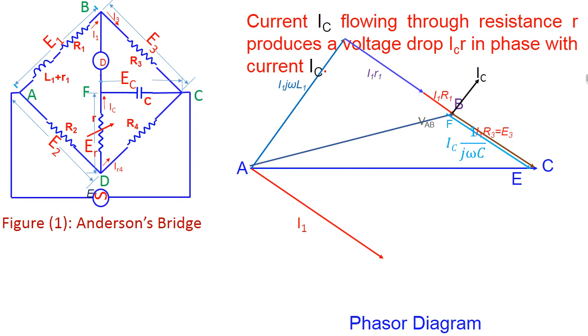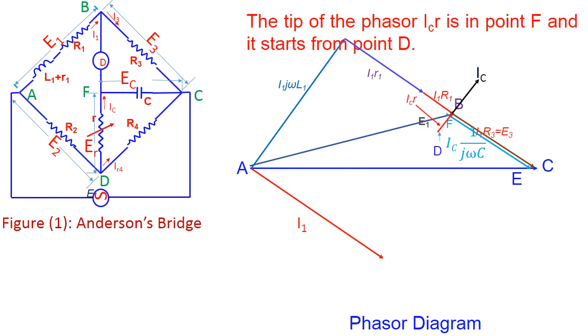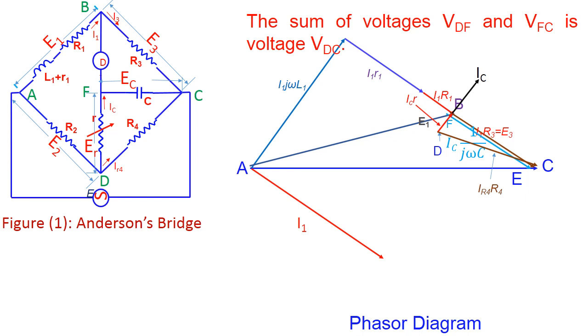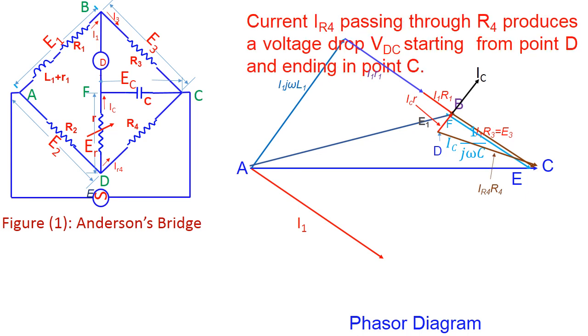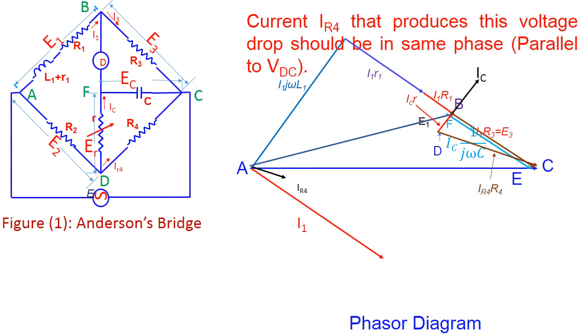Current IC flowing through resistance lowercase r produces a voltage drop IC r in phase with current IC. The phasor IC r should be drawn in such a way that the tip of the phasor is at point F and it starts from point D. The sum of voltages VDF and VFC is voltage VDC. Current IR4 passing through R4 produces a voltage drop VDC starting from point D and ending in point C. Current IR4 that produces this voltage drop should be in the same phase, parallel to VDC.